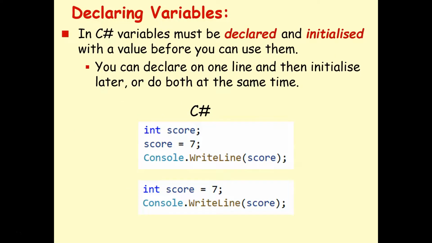In C#, variables must be declared and initialized with a value before you can use them. We can declare them on one line and then initialize them on another, or we can do that in one line, just as we do with these two examples here. When you declare them, you have to give the data type. Some languages don't ask you to do that these days, but in C#, you need to give a data type, in this case int for integer.